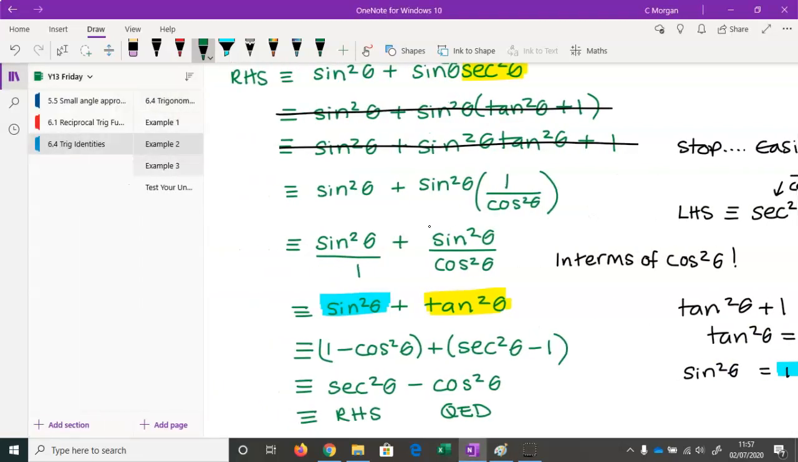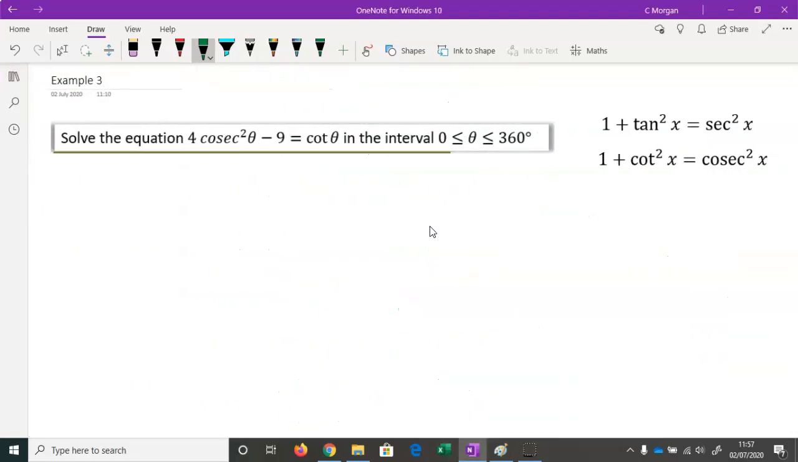Right, okay, so let's have a look at solving some equations using these identities, which is your next skill that we've got to work on. So I've got an equation for you. Looks like it's in degrees there. So can you try and solve this equation without my help by pressing pause?